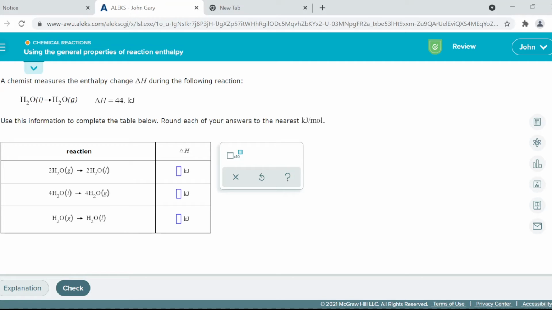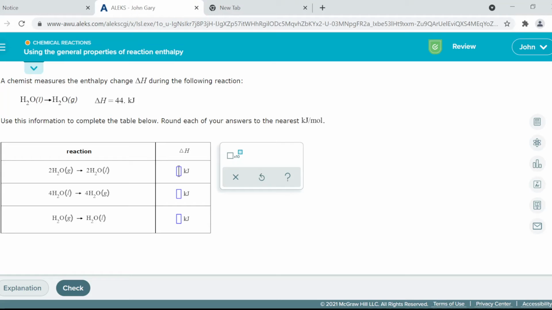Okay, so let me make sure y'all can see what I see. Okay, so the initial equation is liquid water turns into gas water, and the change in heat is 44 kilojoules. Now it asks me to predict the heat of other reactions using that equation. Alright, so the first one is 2H2O gas turns into 2H2O liquid. Notice that the gas and liquid are flipped from where they were up top.